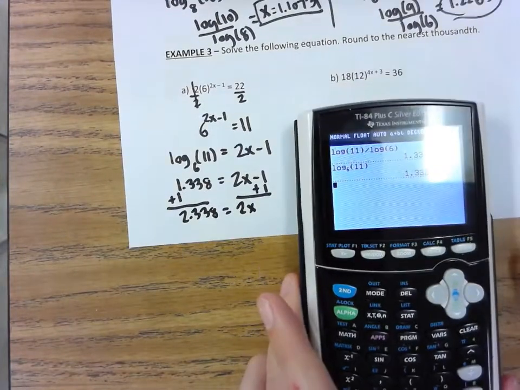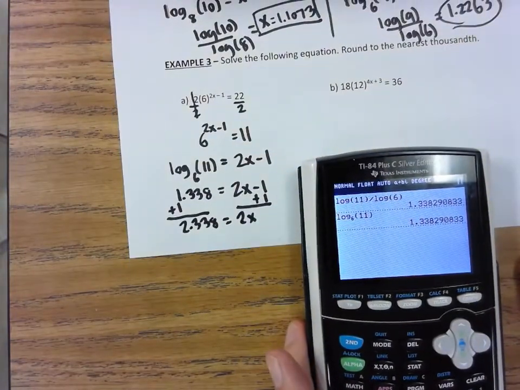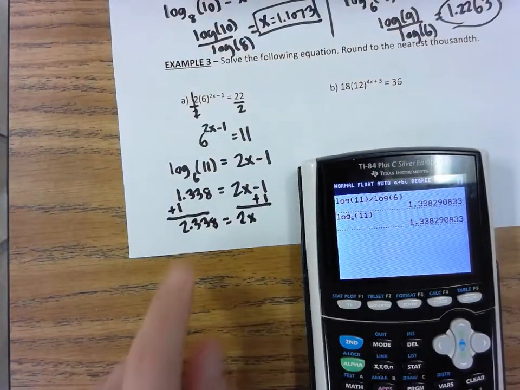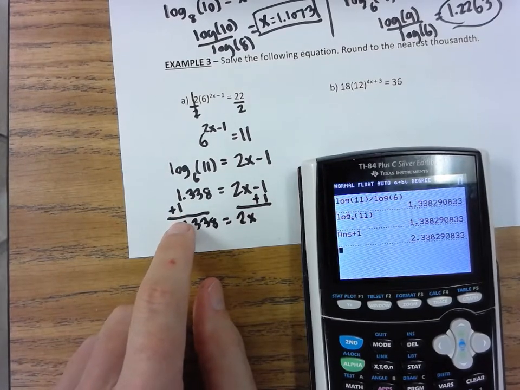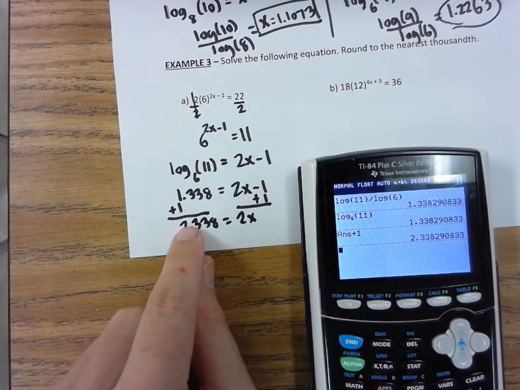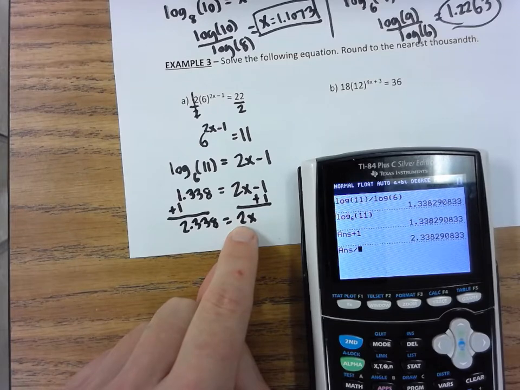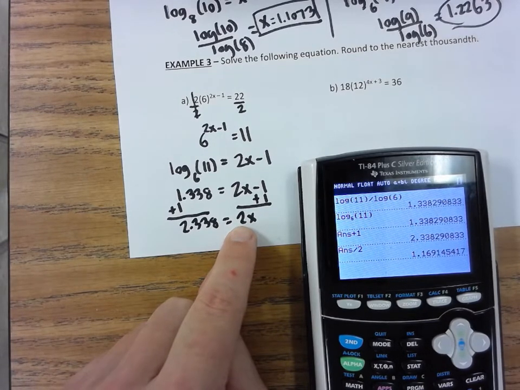Last, we want to make sure we divide both sides by 2. So we have this 1.338 plus 1. We can verify that that's going to be 2.338. My last step would be divide that number. So 2.338 divided by 2 is about 1.169.